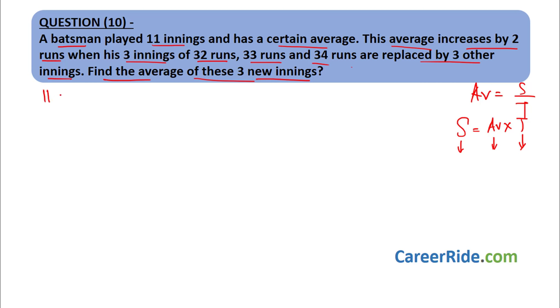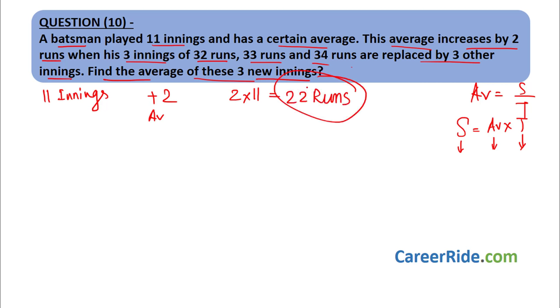The batsman played 11 innings. Okay, now in these 11 innings he has some average. If 3 of his innings are replaced by 3 new innings, the average increases by how much? It increases by 2 runs. Since the average is increasing by 2 runs, each individual inning must increase by 2 runs. So how much is the total increase? That is nothing but 2 into total number of innings, 11, that is 22 runs, right? So 22 runs is the increase in the number of runs.